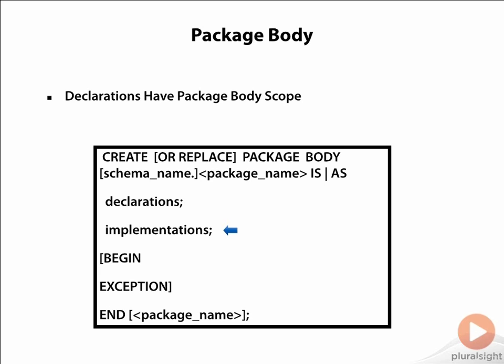The package body can also have an optional execution section which starts with the BEGIN keyword. This is executed just once when the package is loaded for the first time in the session. We will talk about it later. And then it can also have an optional exception handling section. The package body ends with the END keyword followed by the package name.